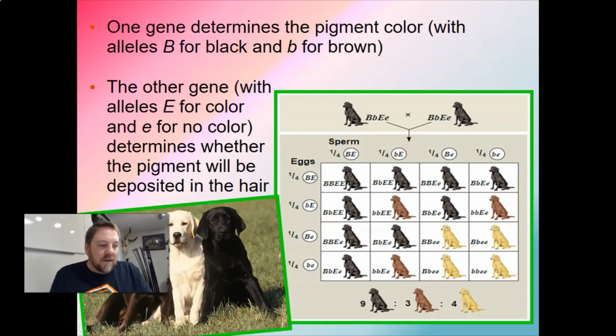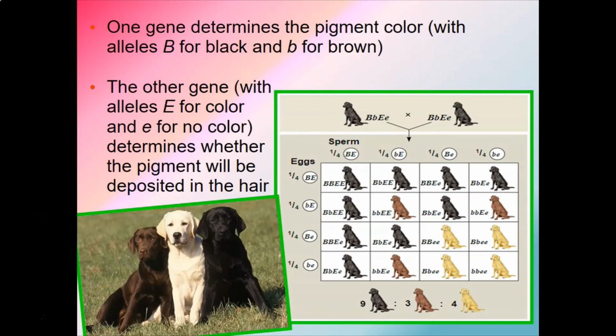Oh, there you can see it. Okay, so one gene determines the pigment color. And here you can see all the different dog types. There you can see these beautiful animals, right?